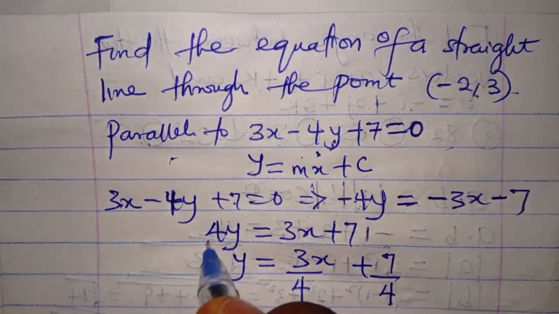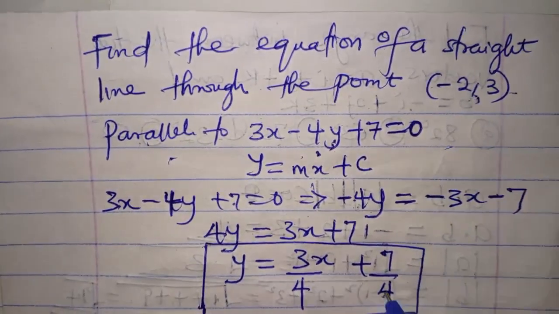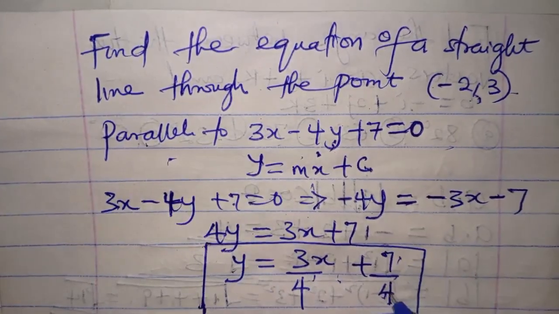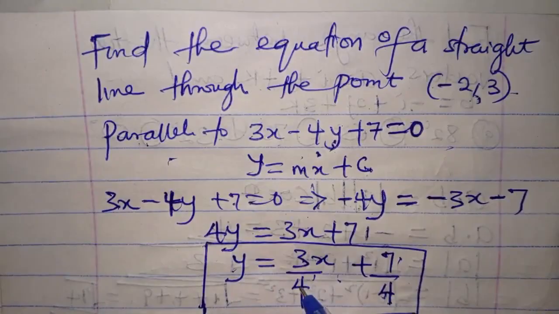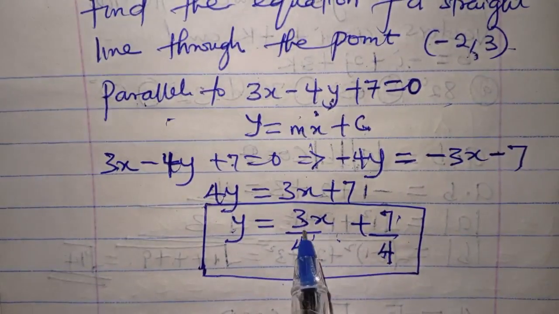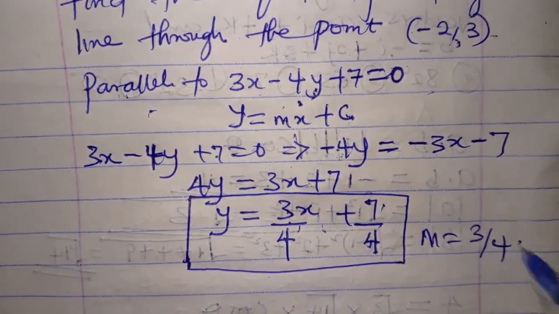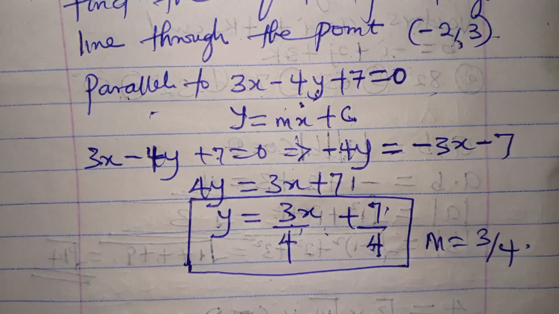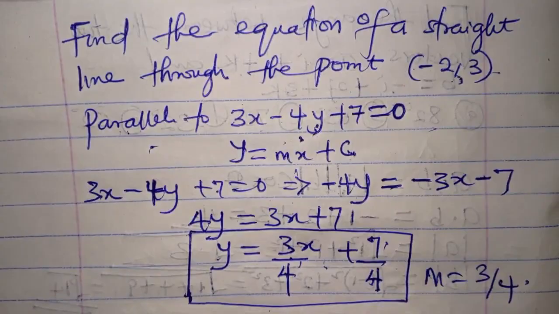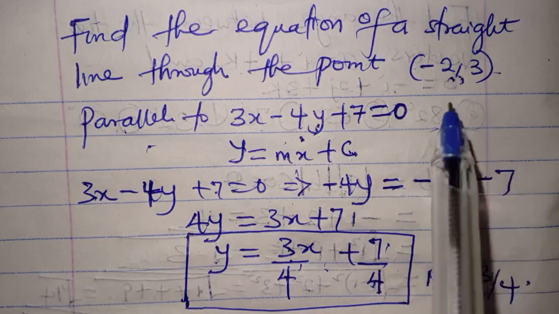So this is the equation of this line in the gradient intercept form. If we compare, y is y, c is 7 over 4, m is 3 over 4, right? M is the gradient, so the gradient of this particular line is 3 over 4. Based on the principle of parallelism of two lines, their gradients are the same. So let us determine the equation of the line that passes through this point.